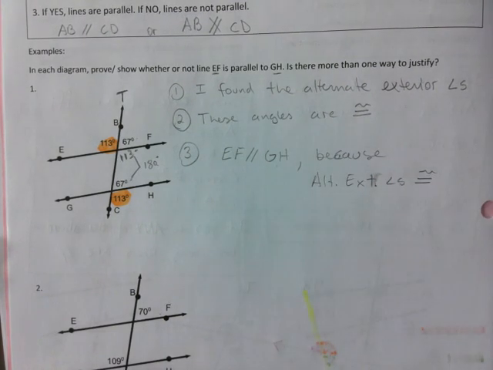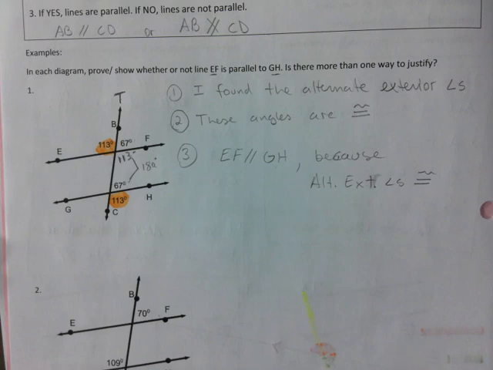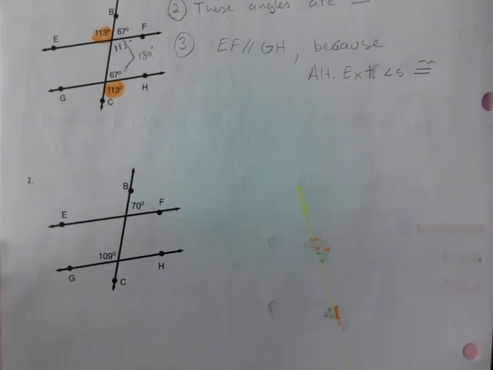So technically, you have 4 ways to justify that lines are parallel: corresponding, alternate interior, alternate exterior, and consecutive interior. Those 4 are it. If you can somehow find those, then you can prove that something is parallel. Let's try one more. A little bit more work on this one.